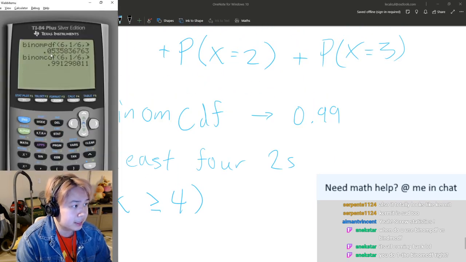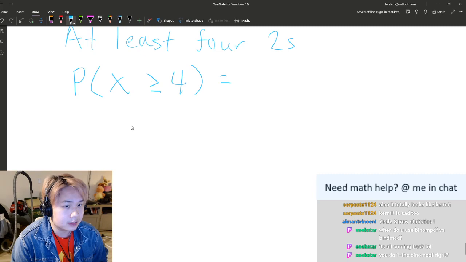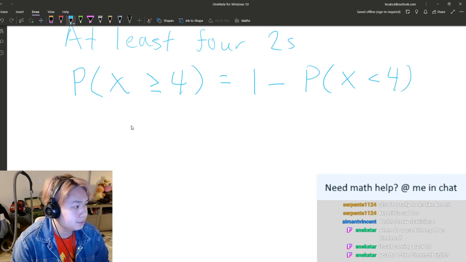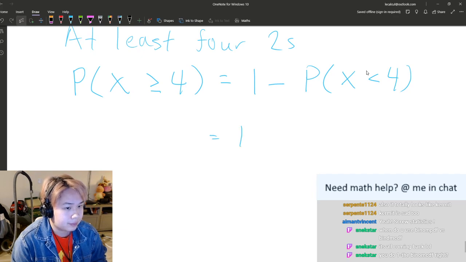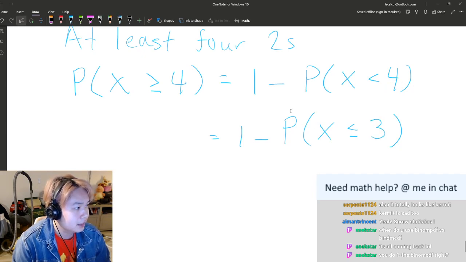Binomial CDF calculates things using an upper boundary. So if you ever want to calculate an at least type question, you need to convert it. So luckily, we know that this is the complement to this. If I take 1, which is all probabilities, and I take away all the ones that are less than 4, then what I have left is the ones that are equal or greater than 4. And this is good because this is an upper boundary, so we can calculate CDF with it. But the only issue is you do need to change this into a proper inequality with an equal sign. And because x is counting stuff, it's whole numbers. Being less than 4 is the same as saying being equal to 3 or less. And we can calculate this.